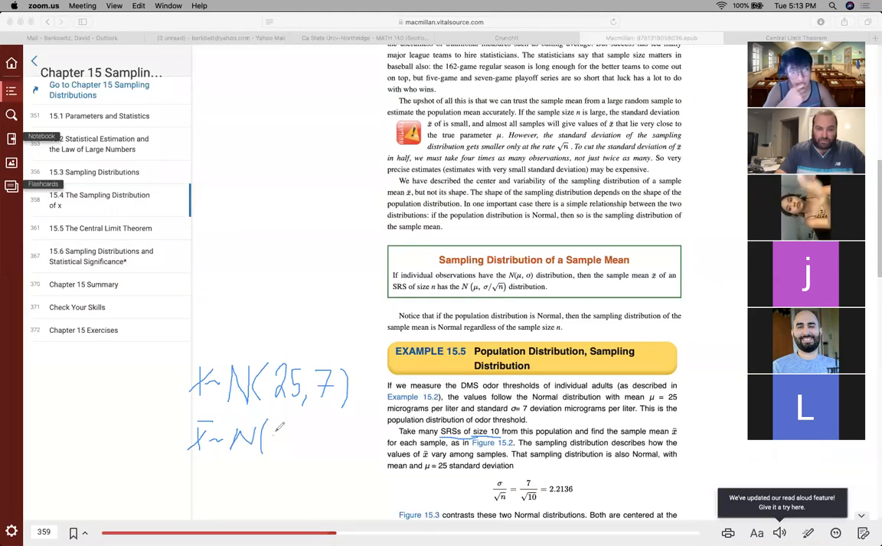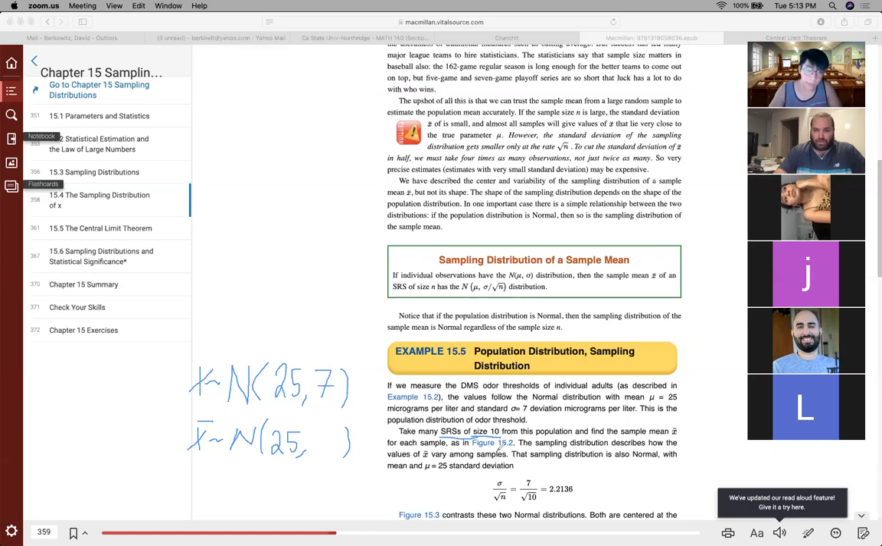It's still going to have a mean of 25. But what is its new sigma going to be? It would be 5. Why 5? Are we taking the square root of 25 for the mean? Well, no. It's the square root of n, not the square root of the mean. n is the sample size. n is 10.